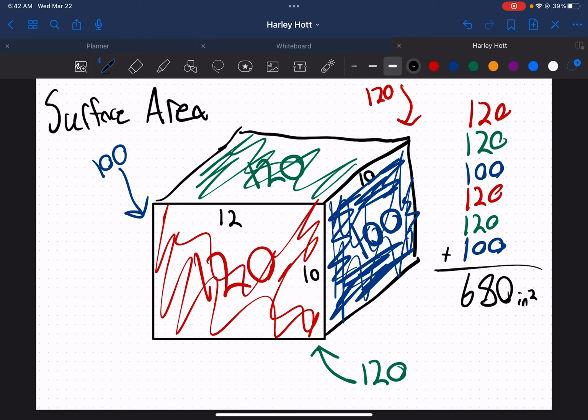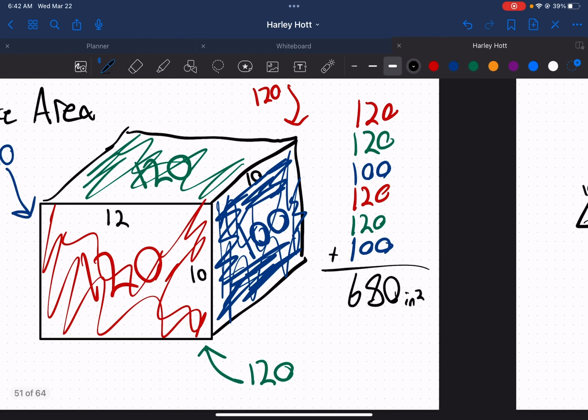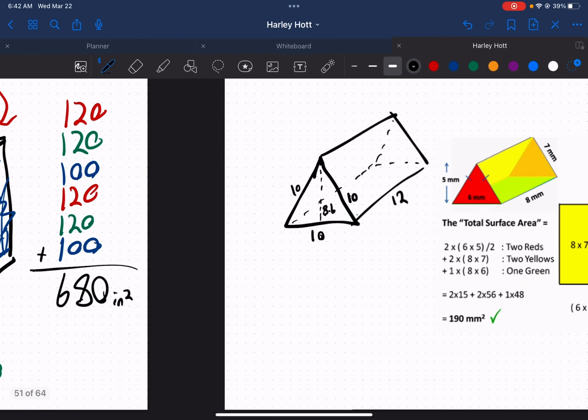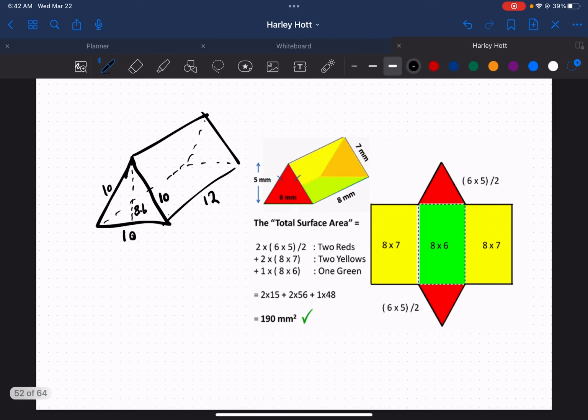Okay. Now, the surface area can be found for all varieties of three-dimensional shapes. So here we have a triangular prism. You can find the surface area in just the same way. We have a picture color coding it, but we won't find the area of this front triangle.